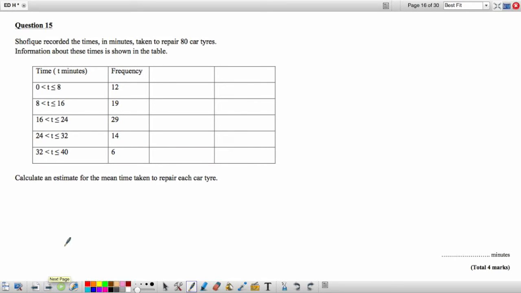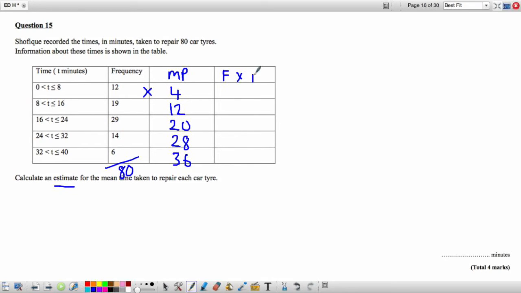Question 15. Here we have the recorded times in minutes taken to repair 80 car tyres. The total here is 80. We're asked to estimate the mean. To do that, we need to find the midpoint of each of these groups. Halfway between 0 and 8 is 4. Between 8 and 16 is 12, then 20, 28, 36. We then need to multiply these two columns together.